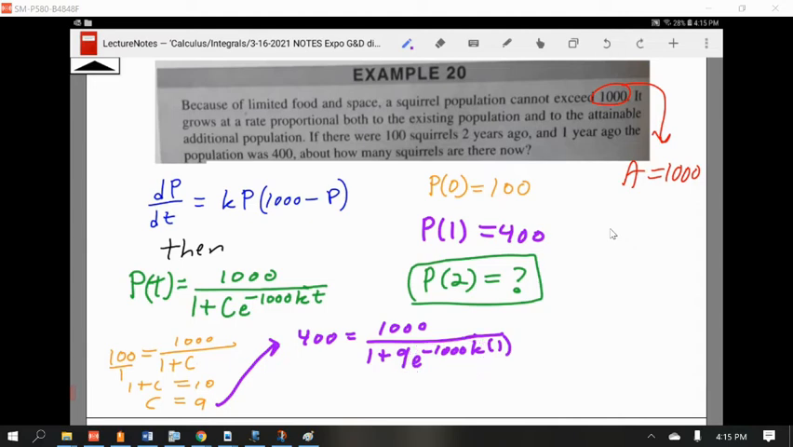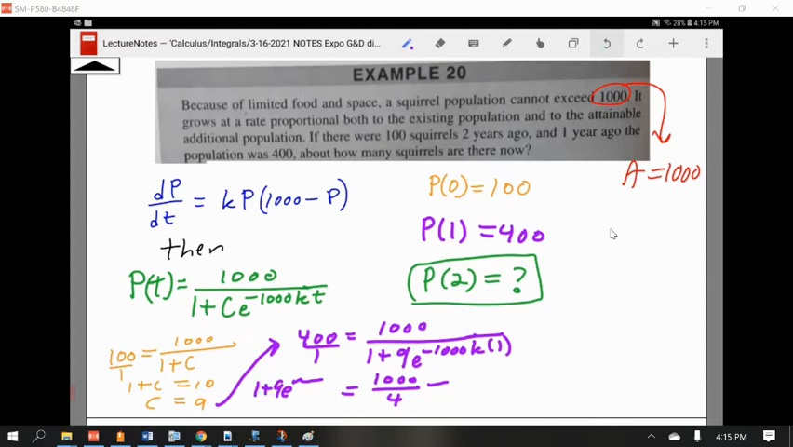So how do I do that? Next step, cross multiply. When you cross multiply, you would end up dividing 1,000 by 400. That would equal the 1 plus 9 e to the blah, blah, blah. What would you do now? You would subtract 1 because that gets rid of the plus 1. How do you get rid of timesing by 9? You divide that whole thing by 9.